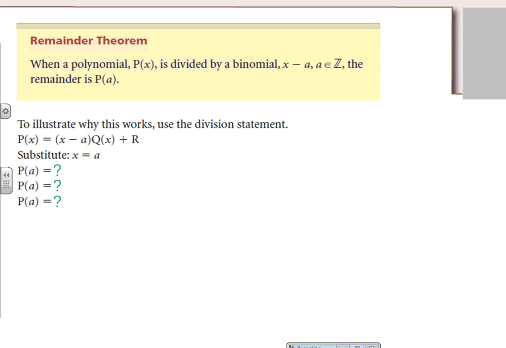So the remainder theorem states when a polynomial is divided by a binomial, the remainder is P at A. Notice carefully here, x minus a, I'm using the additive inverse of a.